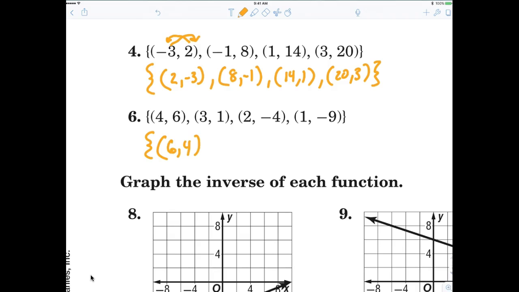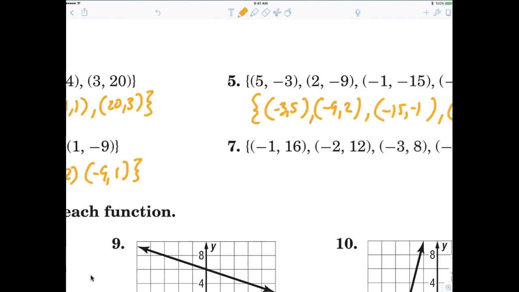6, 4, 1, 3, -4, 2, -9, and 1. Anytime you want to find the inverse of a function, you just simply switch the x and y.